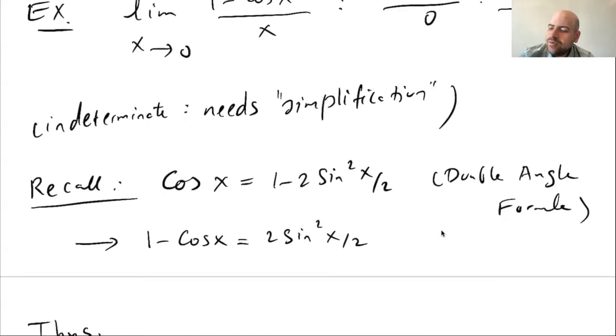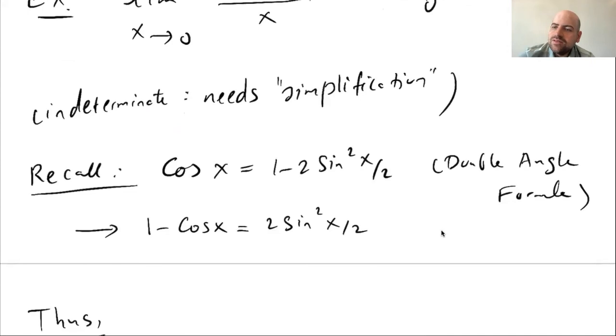Okay, so we established that we need simplification, which means we have to connect it to limit sine x over x somehow. And we said we are going to use the double angle formula. Cos x is 1 minus 2 sine squared x over 2. To derive this, use the notes for the first lecture where we said cos 2x is 1 minus 2 sine squared x. Just replace x with x over 2. Then we get cos x equals 1 minus 2 sine squared x over 2.